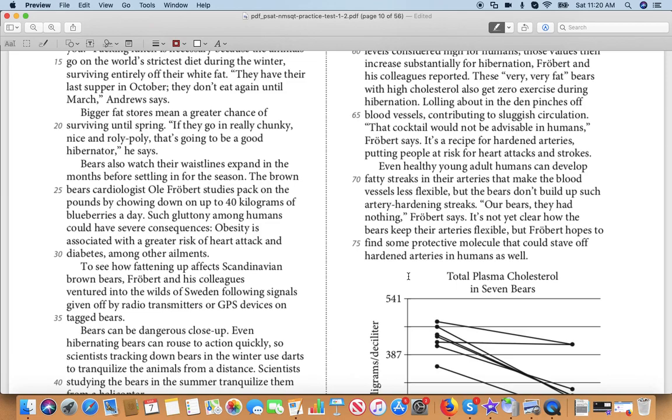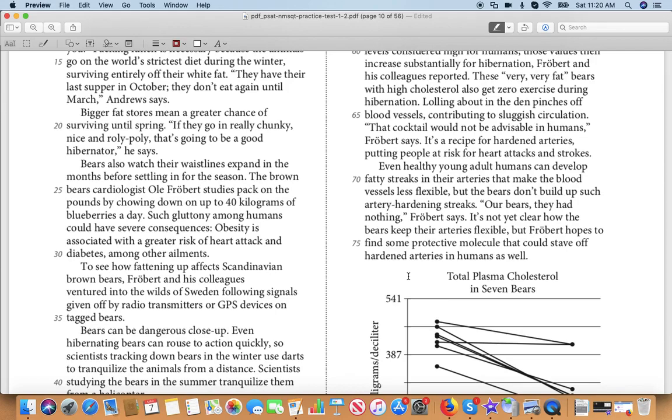Go ahead. Sounds like an ice cream. Oh, I'll have the Ole Frobert, please. Oh yeah, two scoops? Studies pack on the pounds by chowing down on up to 40 kilograms of blueberries a day. Such gluttony among humans could have severe consequences. Obesity is associated with a greater risk of heart attack and diabetes, among other ailments.